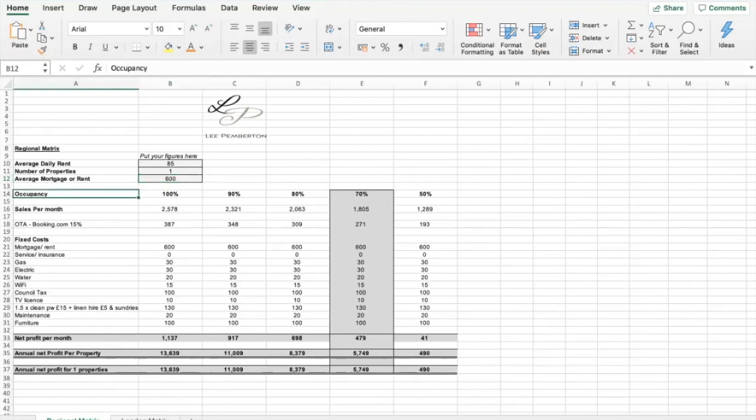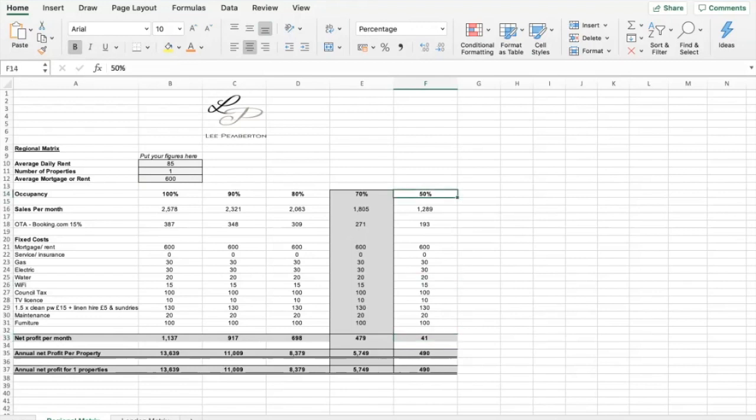Then we've got occupancy. We've got 100% occupancy and we go all the way down to 50%. My aim is always to make sure that at 50% occupancy we are breaking even. So if we look at 50% occupancy as an example, at £85 a night, and if our rent is £600 a month, 50% occupancy less all the rest of our costs, which I'll go through in a second, gives us a net profit per month of £41. So we're breaking even at that level, and that's absolutely fine.